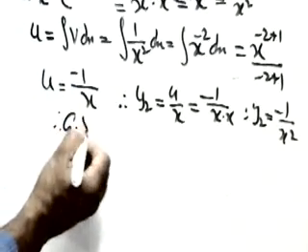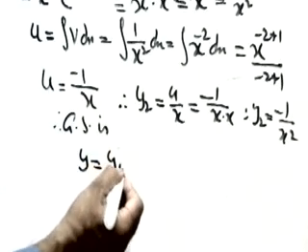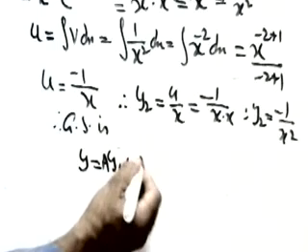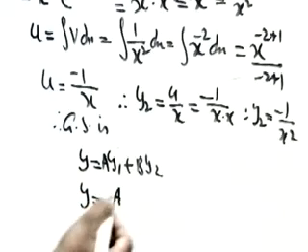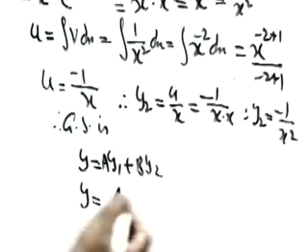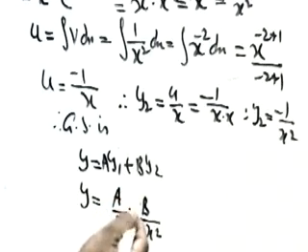Now lastly, what is the general solution? The general solution is y = a y1 + b y2. So y = a into y1, where a is a constant and y1 is 1/x, plus b into y2, which is minus 1 by x square. So this is the method of solving the differential equation using the reduction of order method. Okay, let me do one more question in detail.